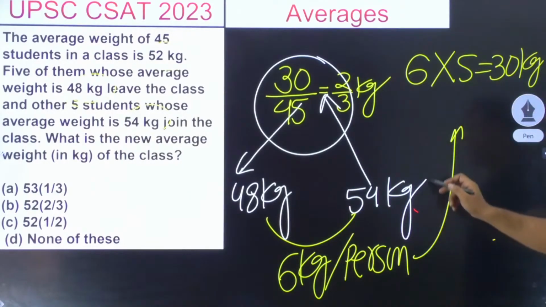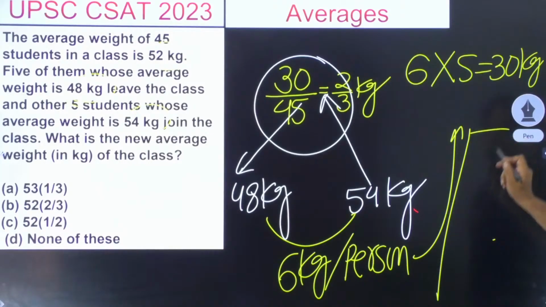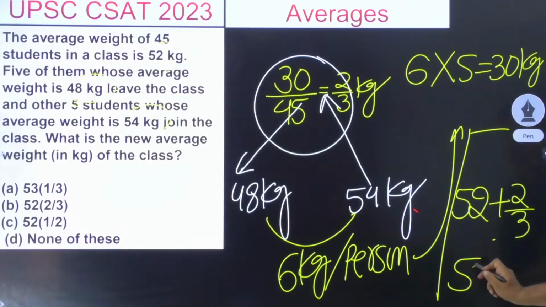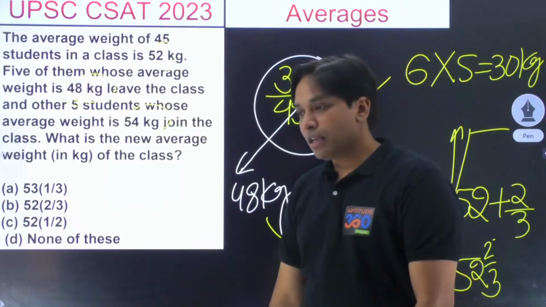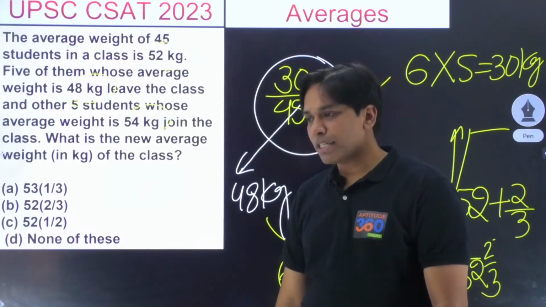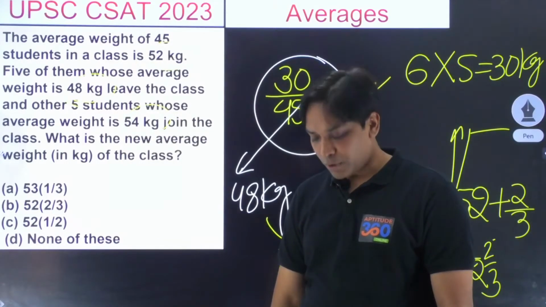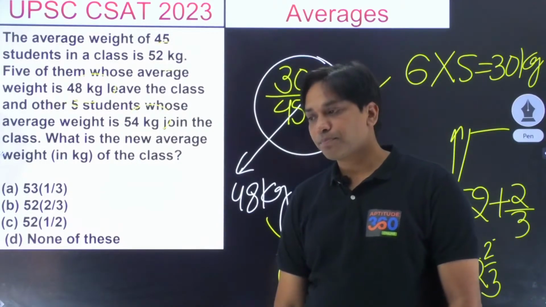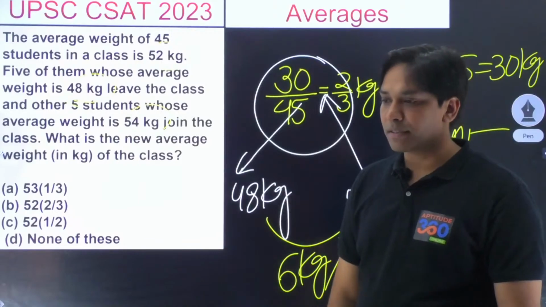Muskan is getting the answer. So previously the average was 52. Now the average is 52 plus 2 by 3, which is nothing but 52 2 by 3. Did you understand this, people? Did you understand, everybody? How about Aradhana? Aradhana, I did not get an answer from you. Is this okay? Muskan, you got the answer. That's really good.